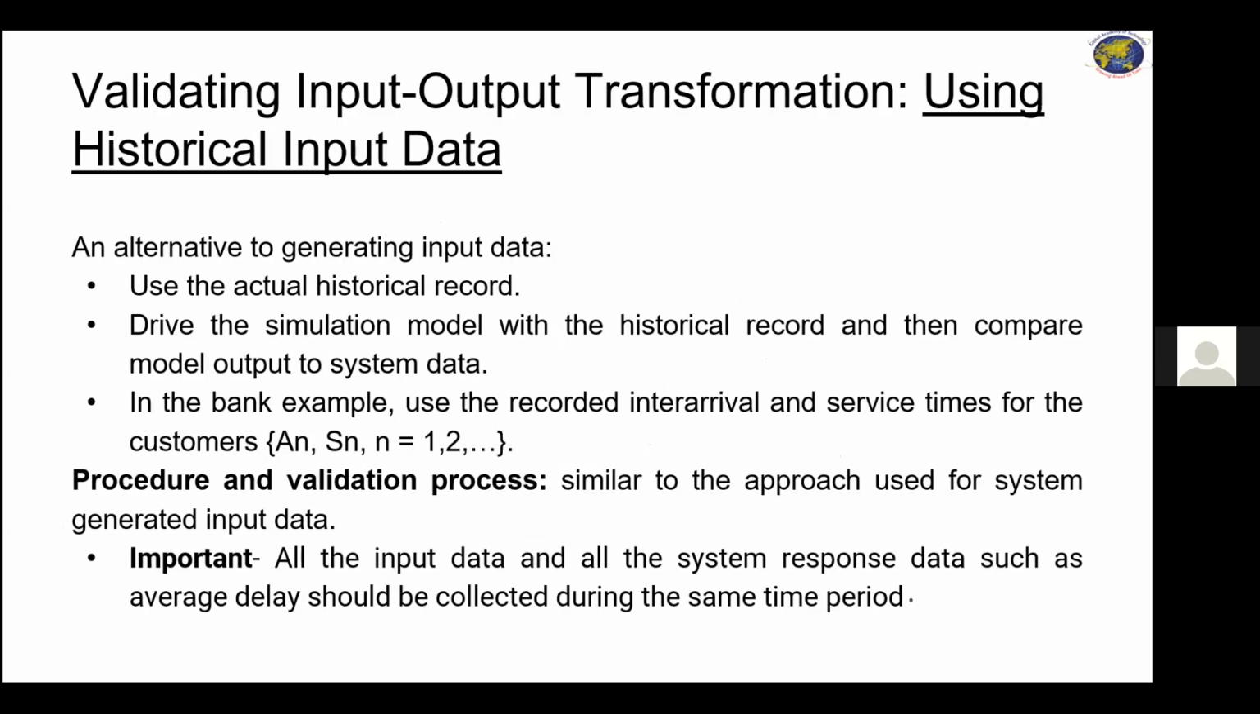Next, we have validating IO transformation using historical input data. The data that is used as input to the model can be artificially generated data. An alternative to generating input data is to use the actual historical record, drive the simulation model with the historical record, and then compare the model output to the system data. In the bank example, we use the recorded inter-arrival and service times for the customers. The procedure and validation process remain similar to the approach used for system-generated input data for the model.